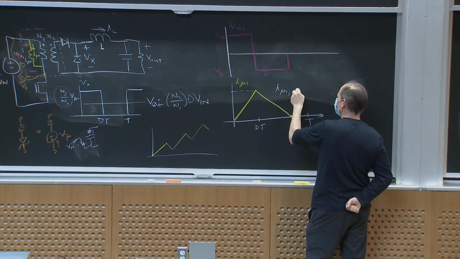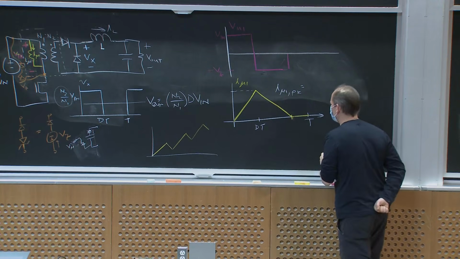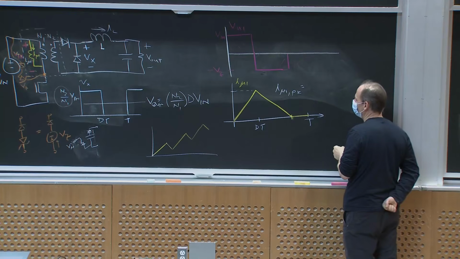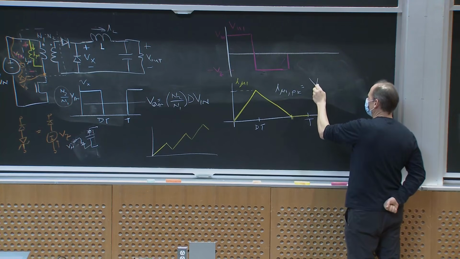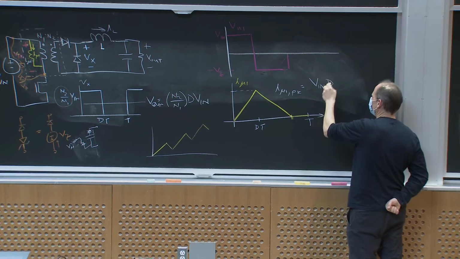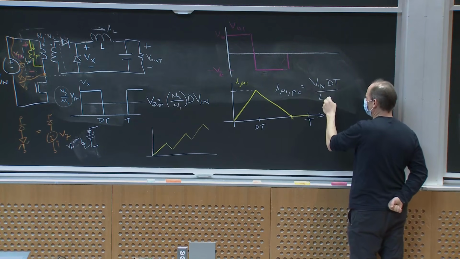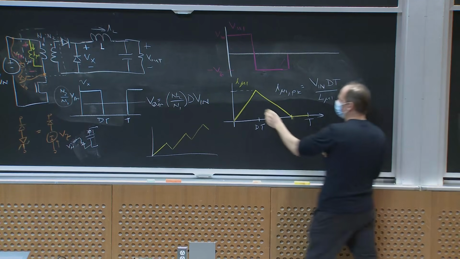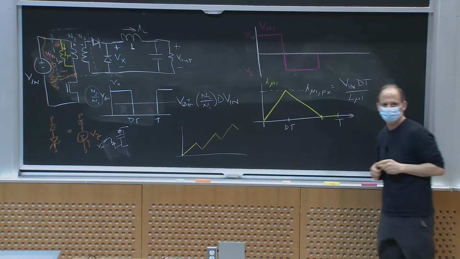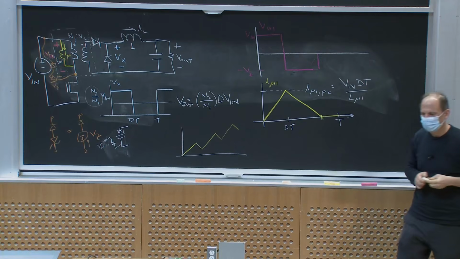IMU1 peak ought to be equal to what? Well, V is equal to L di/dt. So this would be Vin dt over L mu1, which is the peak current I hit here. Does that make sense?